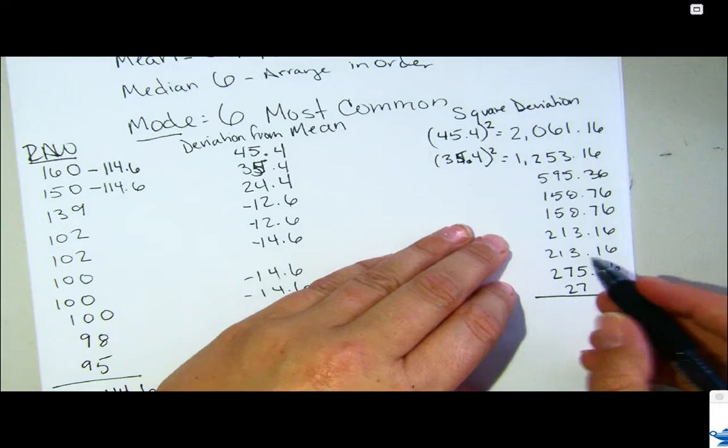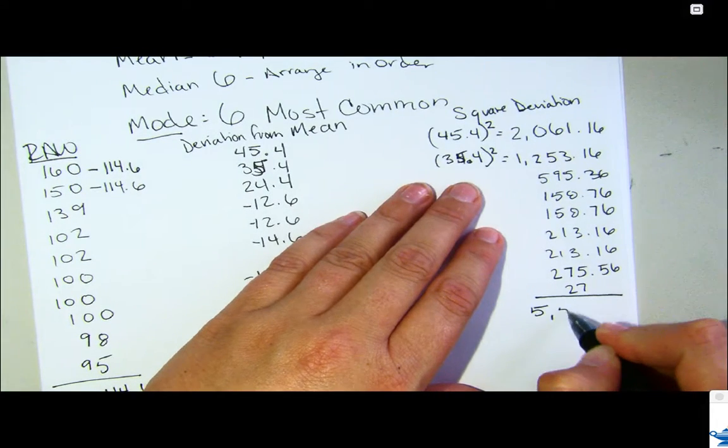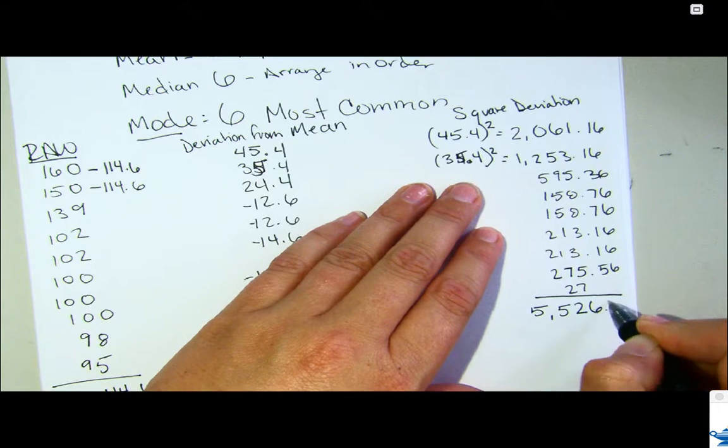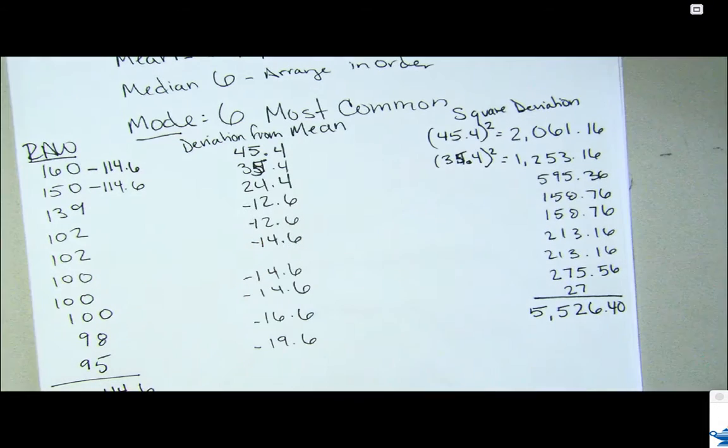Alright, here we go. The answer is 5,526.4. If you haven't finished calculating, join me here. Can I take a picture of the board? Yeah, you're always more than welcome to.